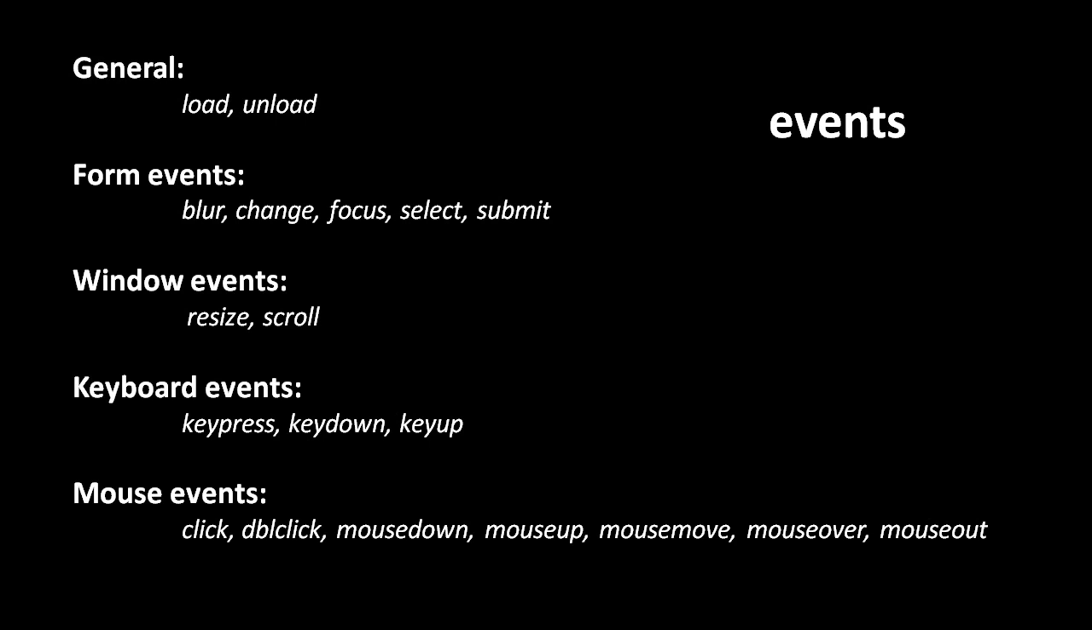Next, we have a couple of events related to the window itself, that is when you resize your browser window or when you scroll the tab up and down. And then we have keyboard events for when the user hits keyboard keys. There's key press, which is a full down and up motion on a key. But then there's also key down, which gets triggered immediately when the user pushes the key down before they even release it. And then there's key up, which only triggers when the user actually lifts up the key.